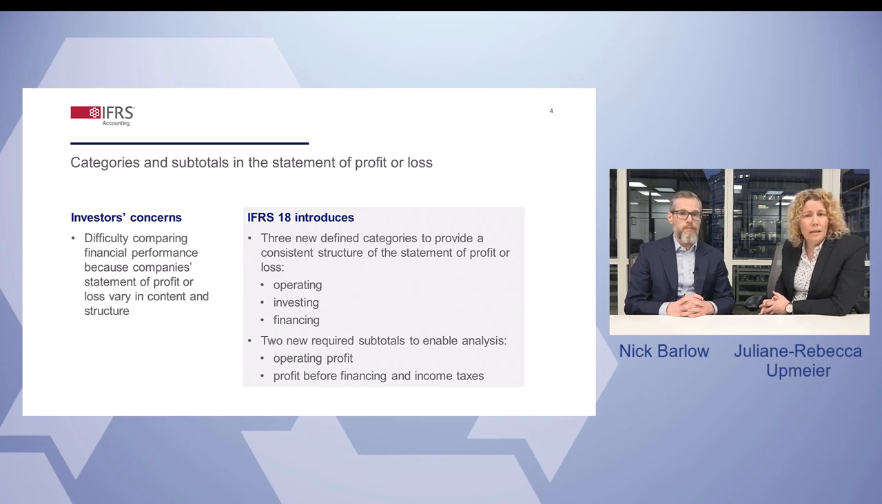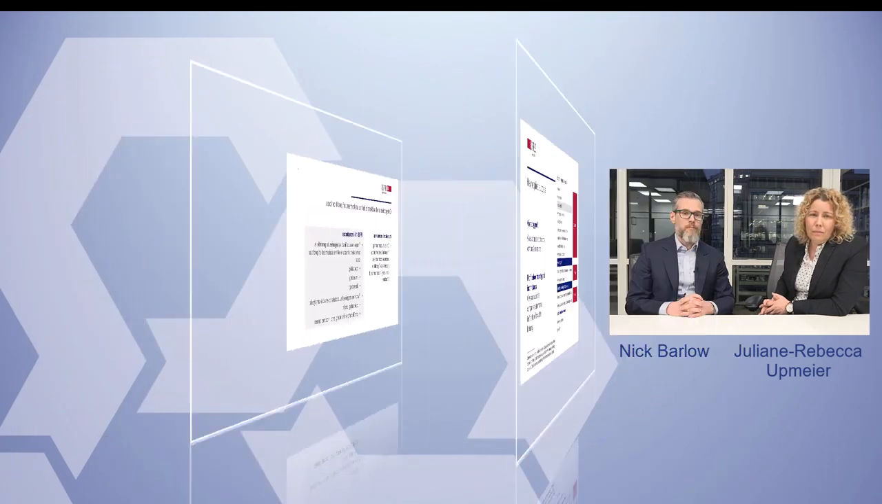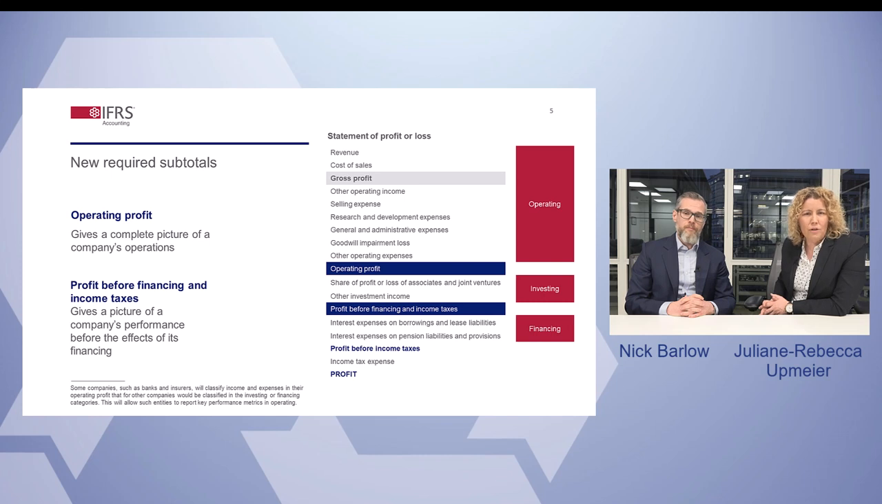IFRS 18 introduces, in the statement of profit or loss, three new defined categories to provide a consistent structure of the statement of profit or loss: operating, investing, and financing. And two new required subtotals to enable analysis: operating profit and profit before financing and income taxes. This slide contains an illustration of what a statement of profit or loss would look like for a company applying IFRS 18. The operating category is defined as the default category. The operating category includes anything that does not meet the requirements to be classified in the investing or financing categories.